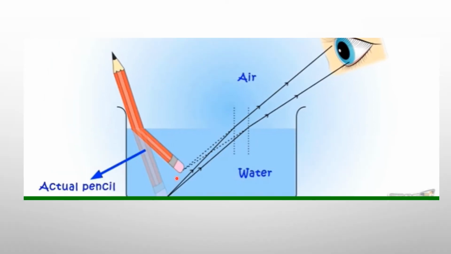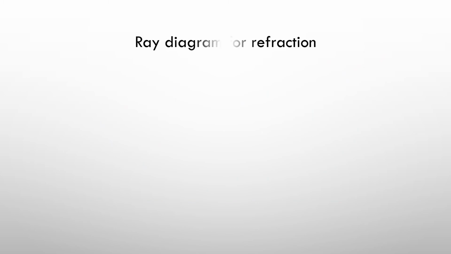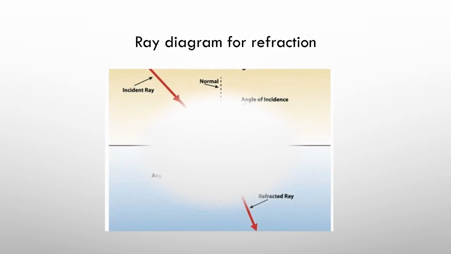So our eye gets a refracted light beam. Therefore, you will be able to observe a virtual image of the real pencil. That's why you observe it as a bent object. So now let's try to draw a ray diagram for the process of refraction.